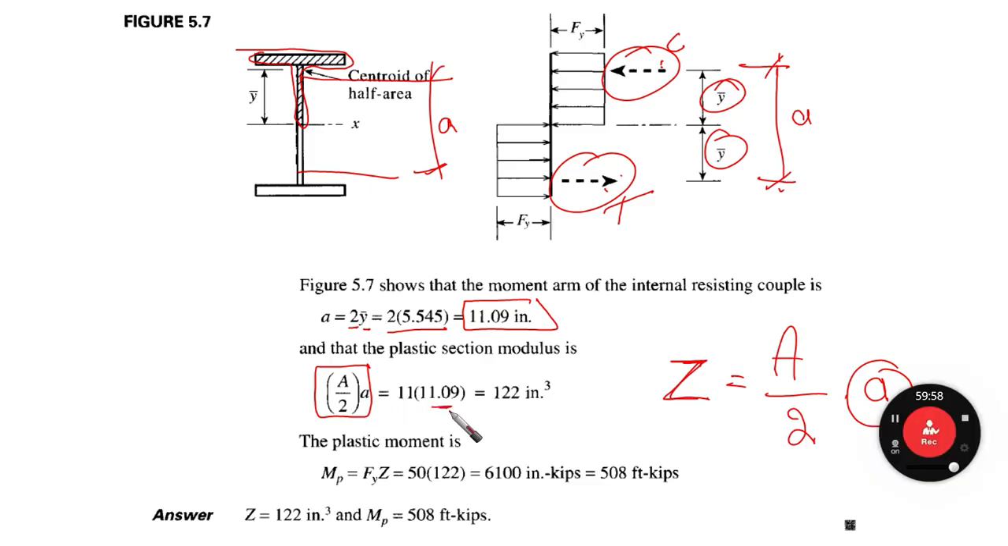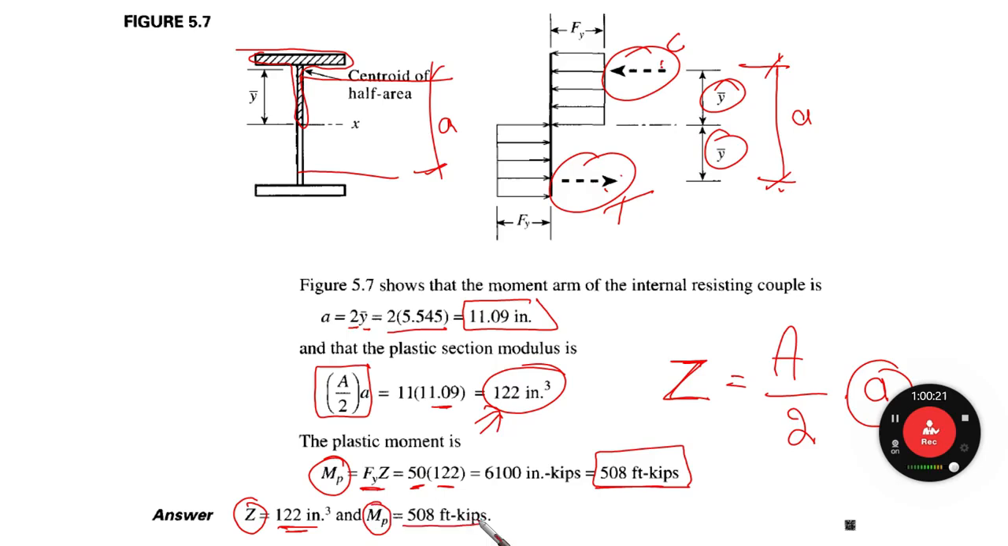Then the plastic moment, M plastic, is going to be F yield times Z, 50 times 122, which was already obtained from the previous step. This gives us 508. So Z is going to be 122 inch to the power 3, and M plastic is going to be 508 foot kips.